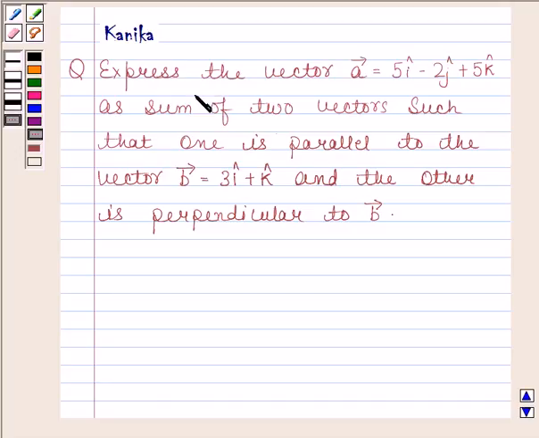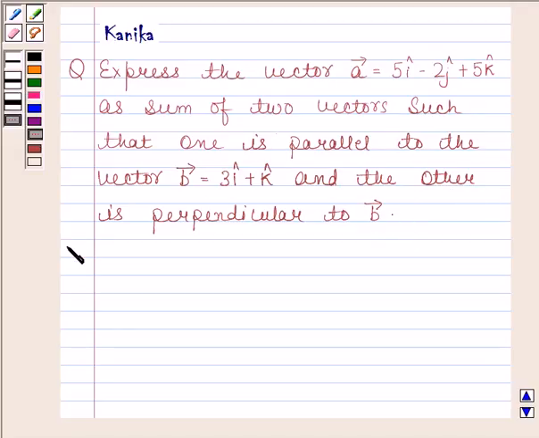The question says, express the vector A equals 5i cap minus 2j cap plus 5k cap as sum of two vectors such that one is parallel to the vector B equals 3i cap plus k cap and the other is perpendicular to vector B.